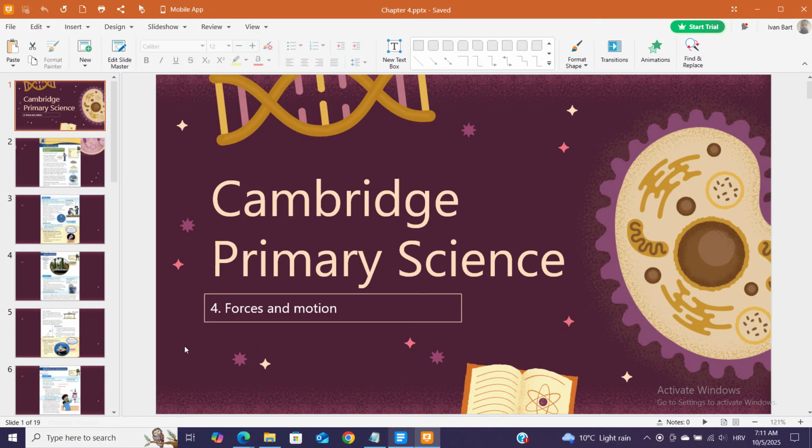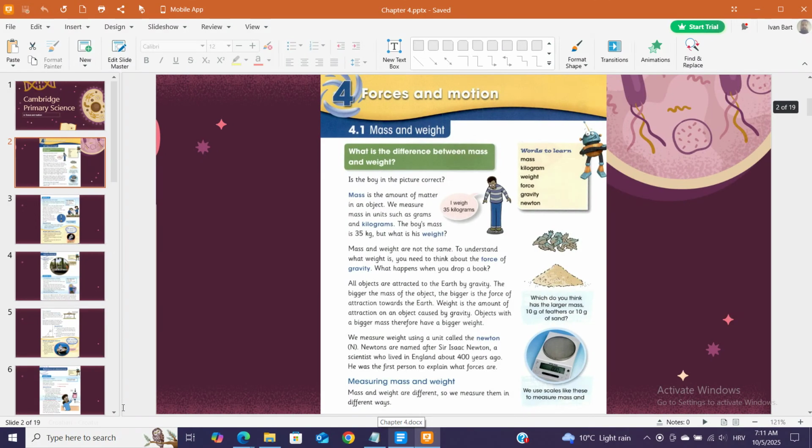Cambridge Primary Science. Forces and motion. 4.1 Mass and weight. What is the difference between mass and weight? Is the boy in the picture correct?